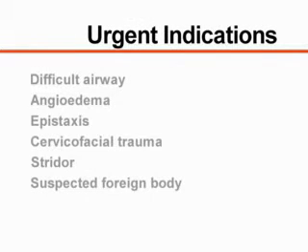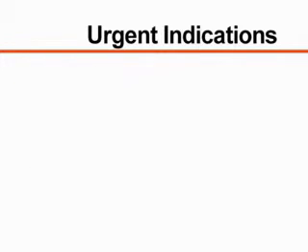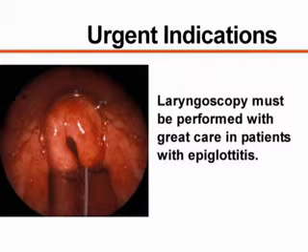Laryngoscopy is important for patients with a difficult airway and in the evaluation of patients with angioedema, epistaxis, cervicofacial trauma, stridor, and suspected foreign body ingestion. There are few, if any, contraindications to performing laryngoscopy with the fiberoptic nasal laryngoscope. However, laryngoscopy must be performed with great care in a patient with impending airway compromise, such as a patient with epiglottitis. Inadvertent trauma to the laryngopharynx may exacerbate swelling and precipitate respiratory arrest.